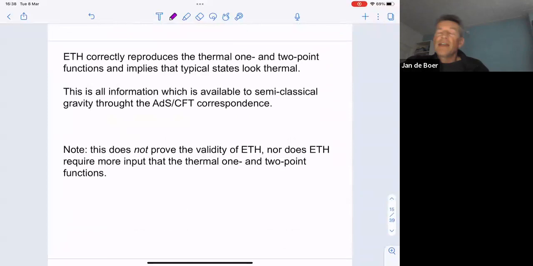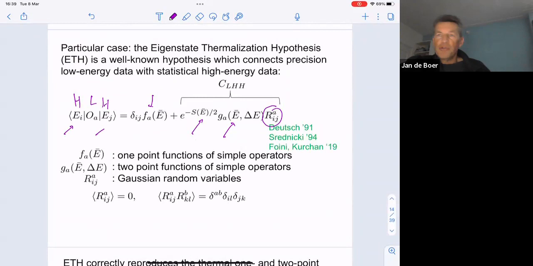So a feature of the eigenstate thermalization hypothesis, for example, is that it correctly reproduces the thermal one- and two-point functions. It also implies that typical states look thermal. And all this information is in agreement with, and available to, a semi-classical theory of gravity. In particular, it is in agreement with low energy physics, or with the sort of things that semi-classical gravity has access to. It does not disagree. ETH is just a way to repackage low energy information in a suitable way. None of this proves that ETH is valid, nor does ETH really require more input than simply the finite temperature one- and two-point functions of the theory. So there's no actual new prediction here. It is just a way to reinterpret your low energy information in a statistical way. And this you could do in any theory.